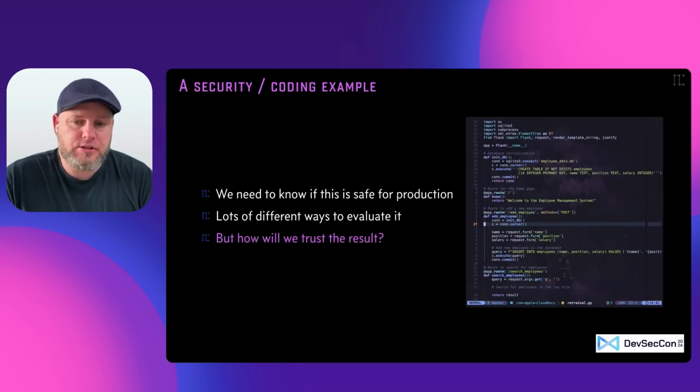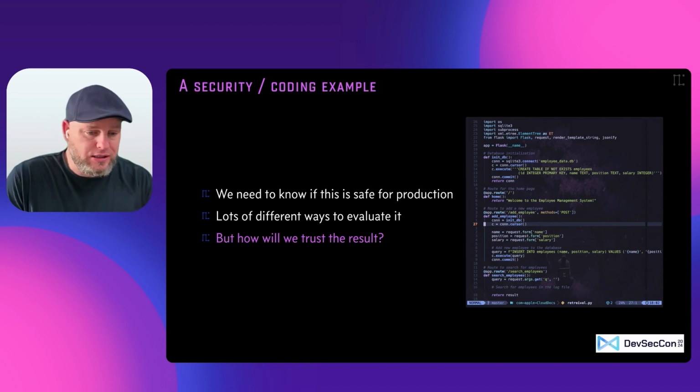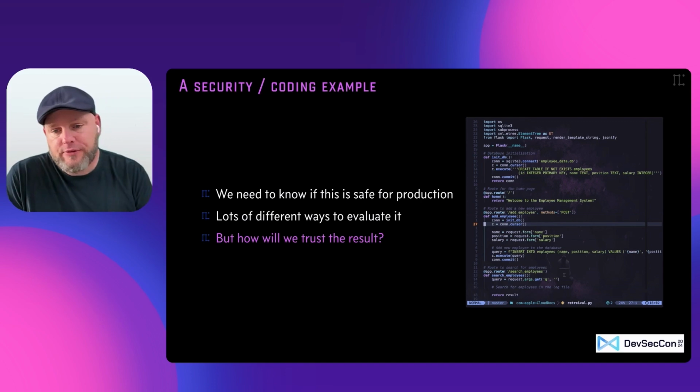So let's look at another example. And this example is in the security space. This is a piece of code, which is a Flask application and does a whole bunch of stuff with customer data. It's taking input from forms, putting that into a database, doing a whole bunch of different stuff. And we need to know if this is safe for production or not.